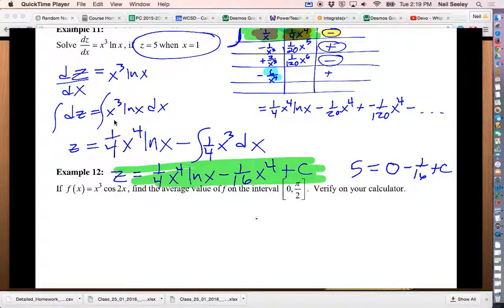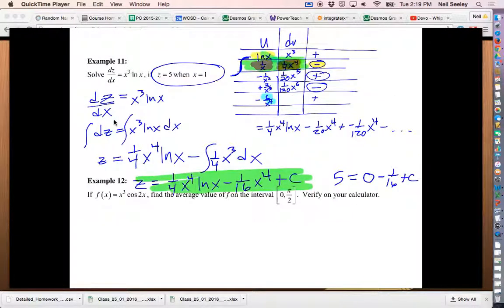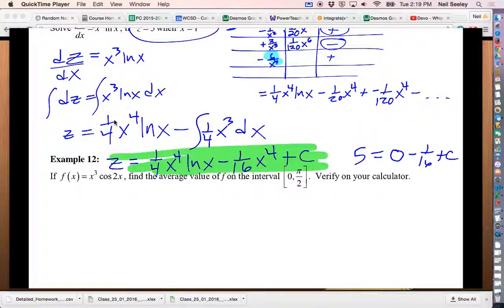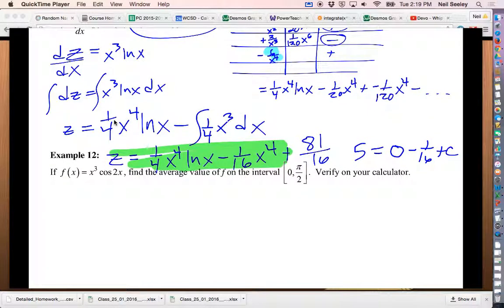So the general here, but the specific solution with our given c is all of this plus 81/16. Stop at the first row you can integrate if it's repeating like that.